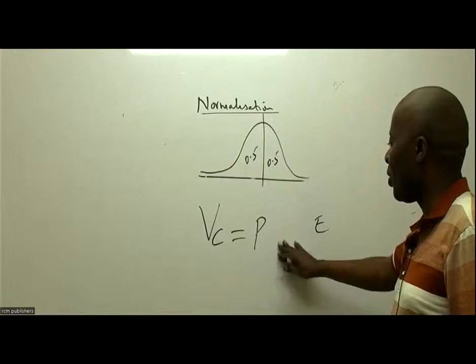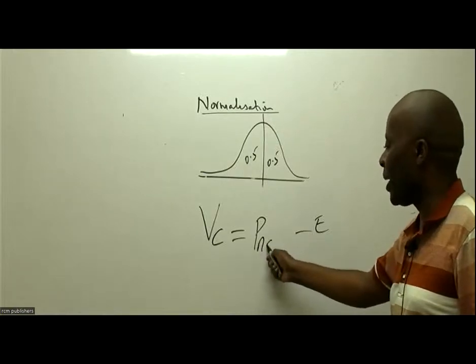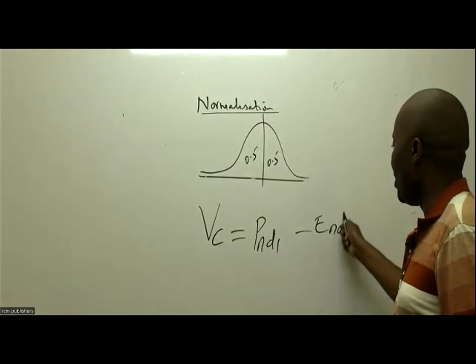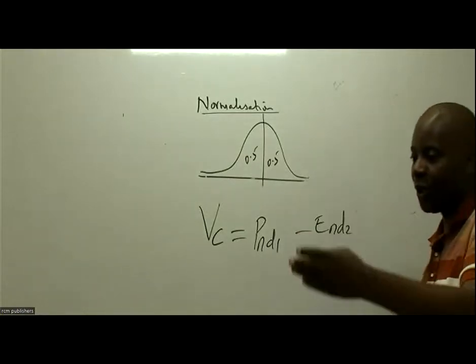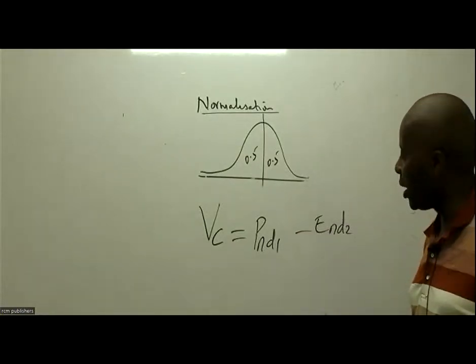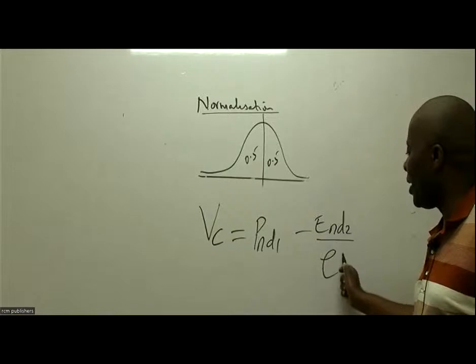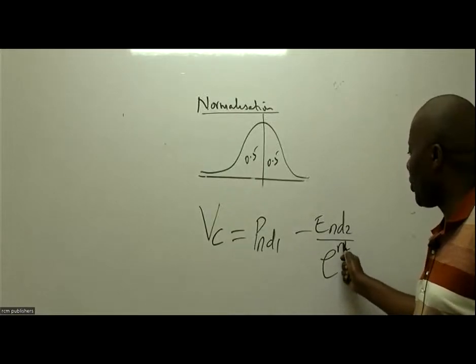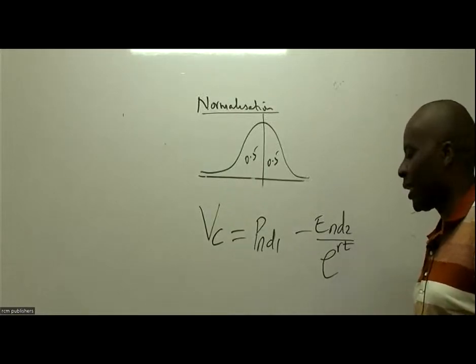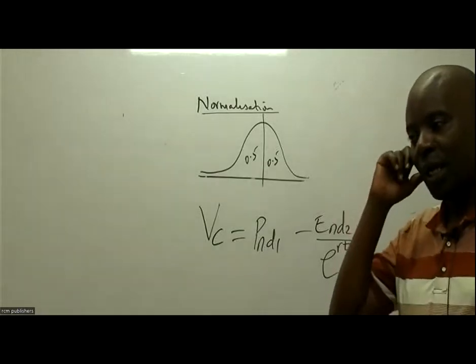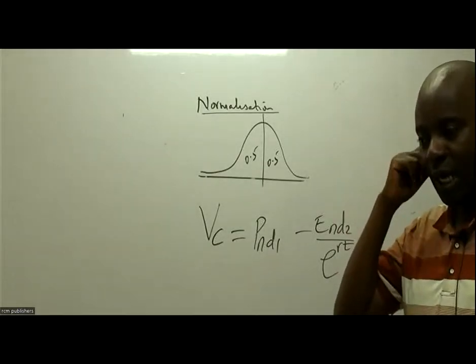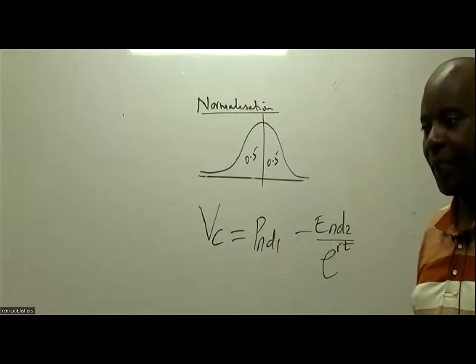So you write physical education, then you add ND1 here, then ND2. But now remember that this E, the exercise price, is futuristic. It has to be discounted. So come and discount this by dividing with E raised to what here, somebody? E raised to RT.